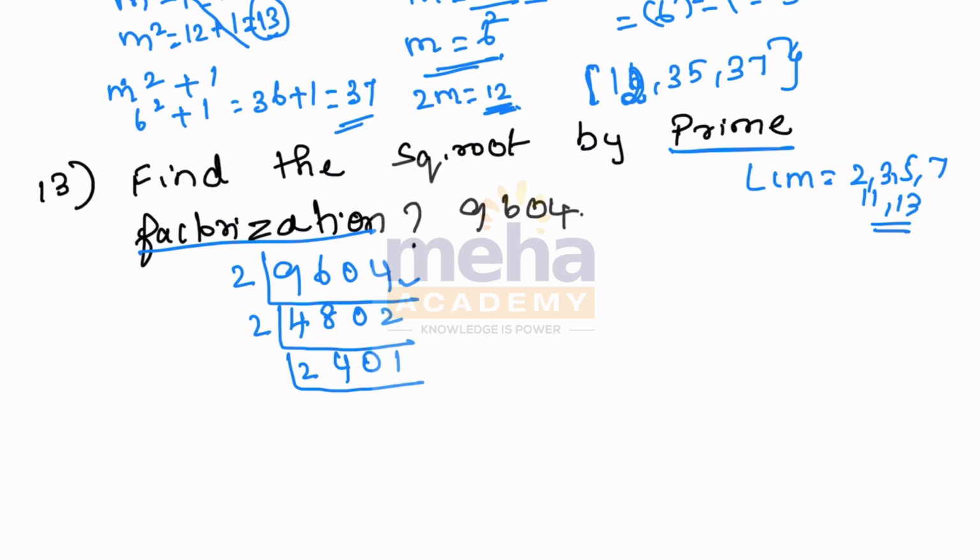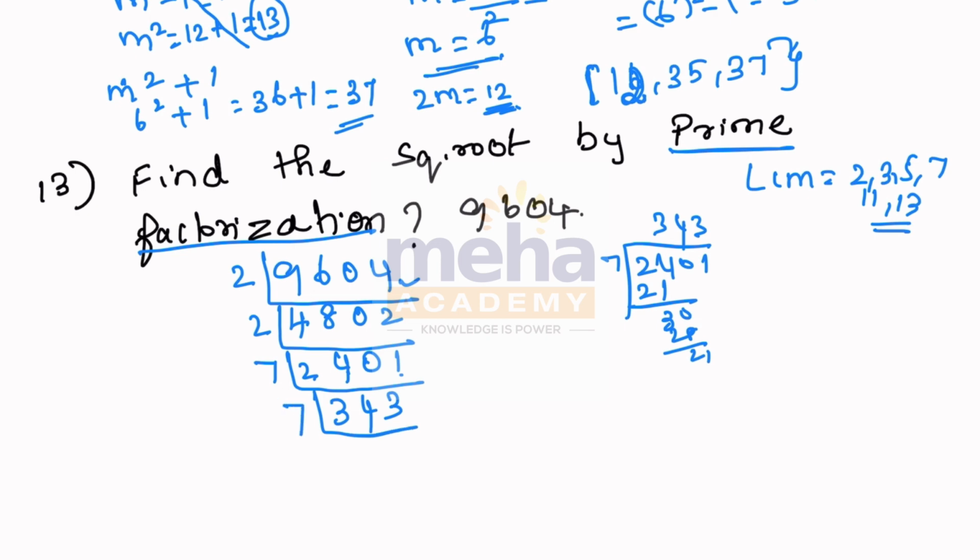So here it is 2401. It won't go in the 2 table, the 3 table also. We have to add all these digits and see whether it is a multiple of 3. 2 plus 4 is 6, 6 plus 1 is 7. It's not a multiple of 3. So I will check with the 7 table. 7 3s are 21, 7 4s are 28, 7 3s are 21. So it is 343.